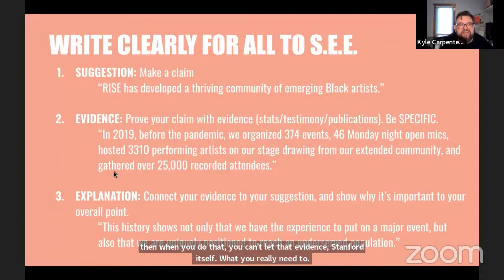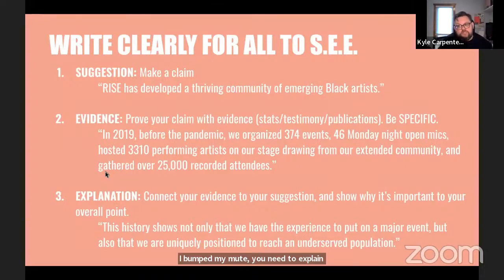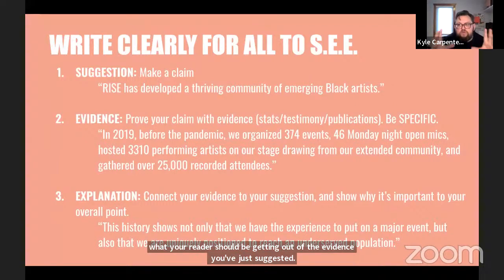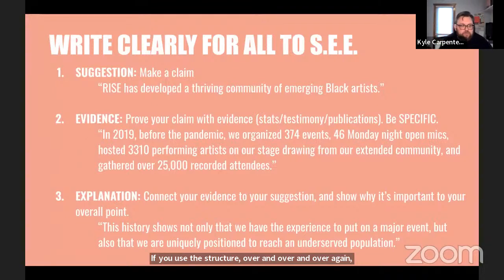sorry, I bumped my mute. You need to explain why what you've just presented supports your suggestion. So loop it back in, tie it back in. Don't assume that it's obvious. Explain what your reader should be getting out of the evidence you've just suggested. If you use this structure over and over and over again, it sounds like it might be boring, but I promise it's actually weirdly effective for getting your points across. Next slide, please.